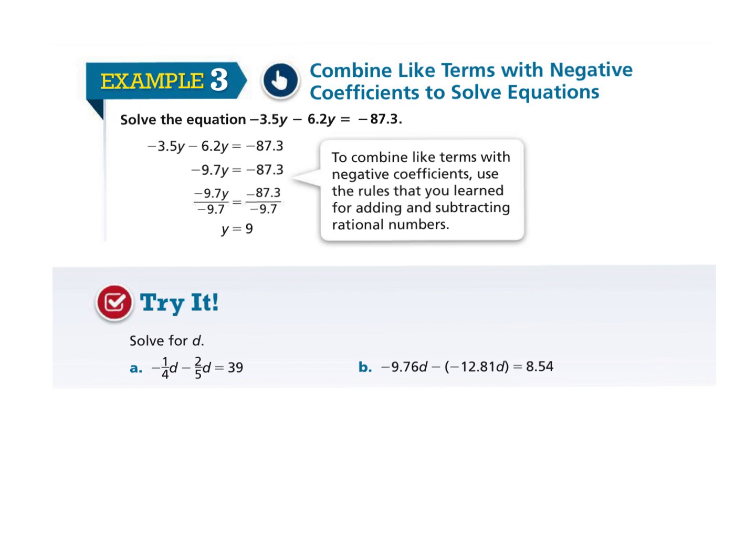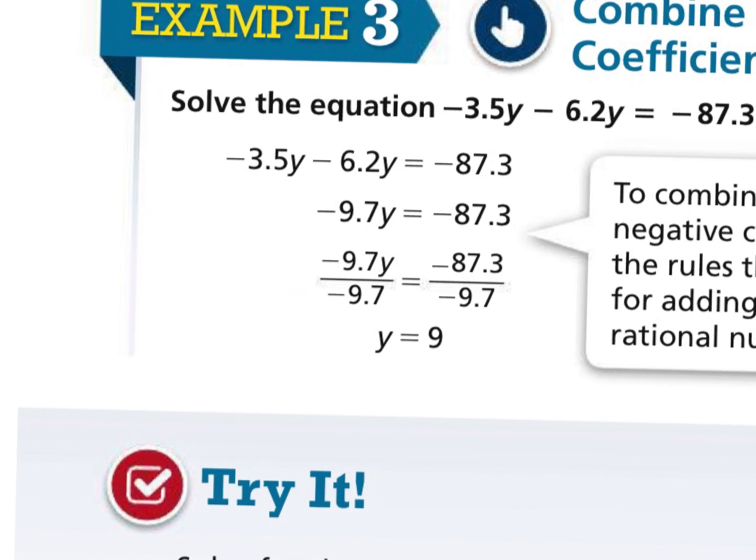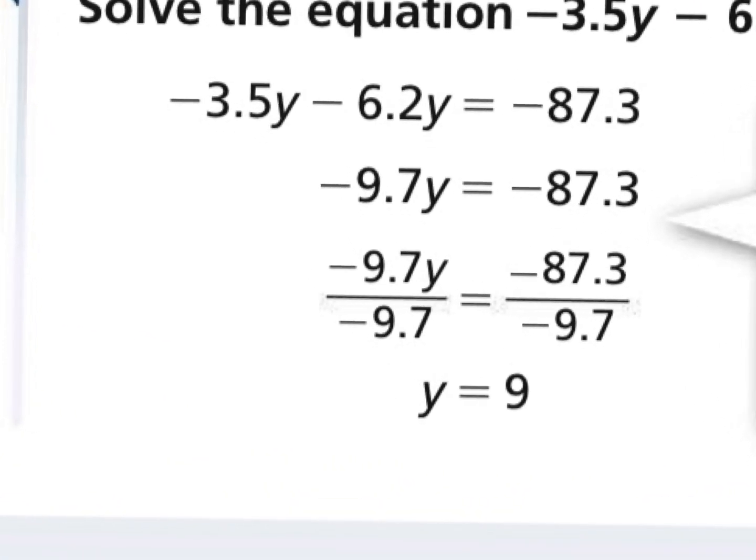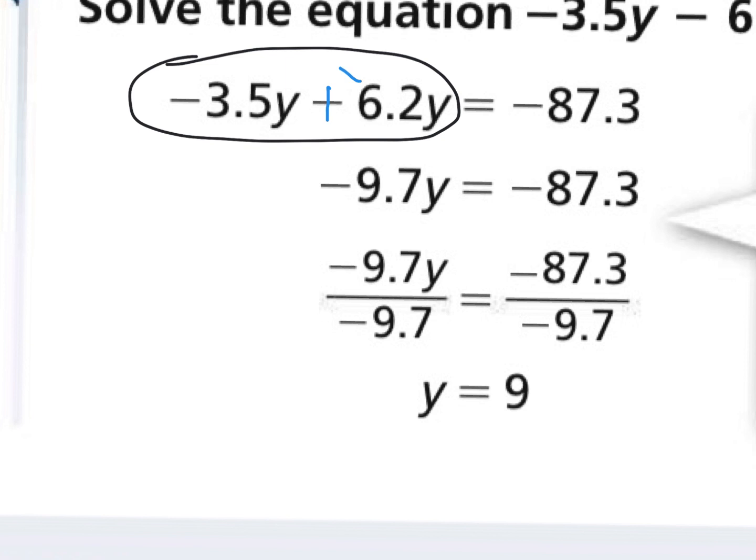Example 3, they want us to solve this equation. What they're pointing out is that we have like terms to combine with negative coefficients. So with the negative coefficients here, those y terms can be combined. What you may want to do, like we did with subtracting integers, is add the opposite. So change subtraction to addition. Opposite of 6.2 is negative 6.2y. At that point, then, we're combining those together.